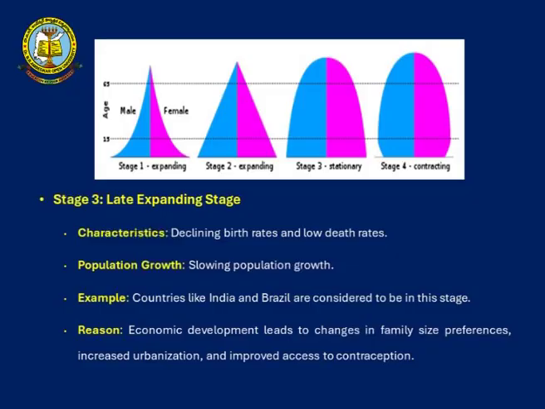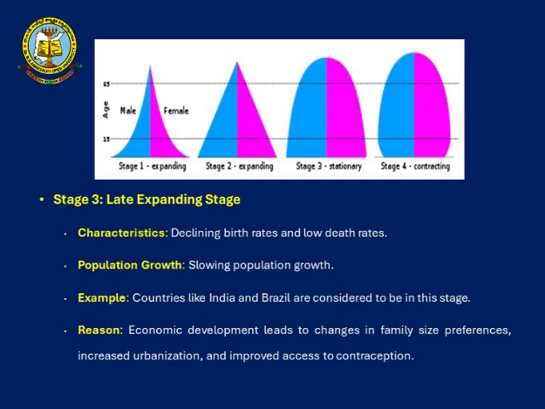Now let me take you to the third stage, which is also known as the stationary stage or late expanding stage. The characteristic of this stage is declining birth rate and low death rate. The population growth is slowing, and the countries which can be cited as examples are our own country India and Brazil.